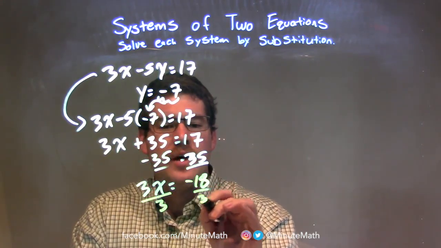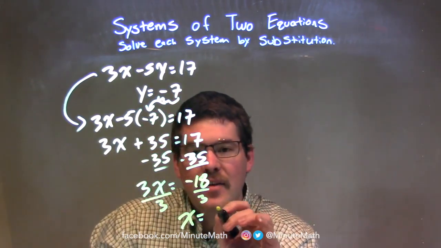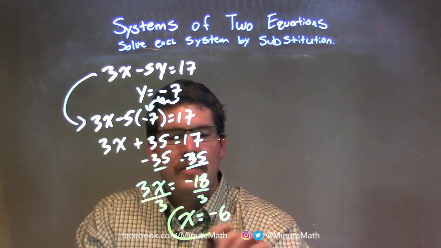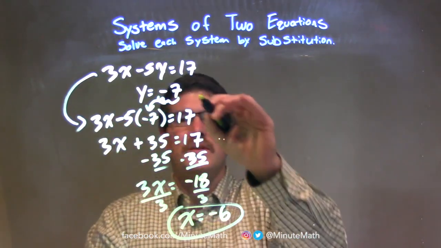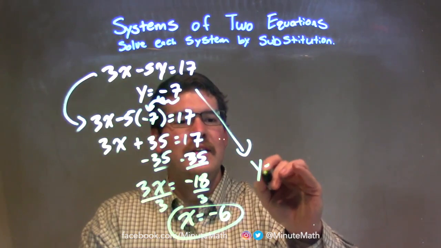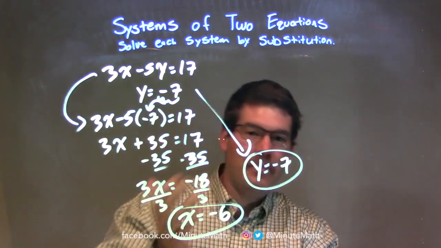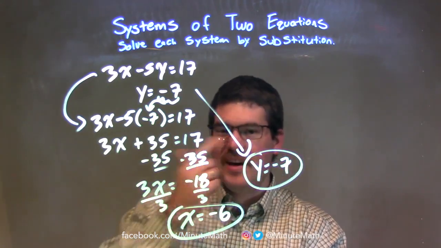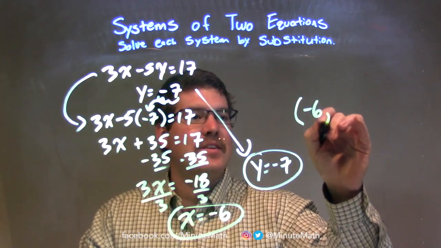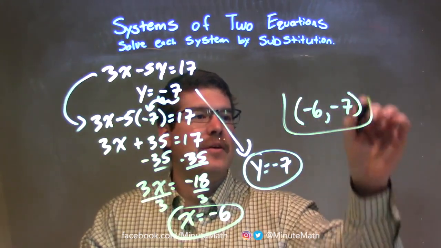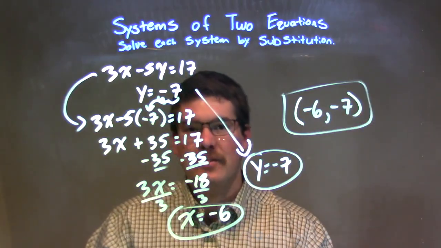Divided by 3 on both sides gives me x by itself. Negative 18 divided by 3 is negative 6. So we have an x value of negative 6. Now, what's nice is we were already told that y is equal to negative 7 from the beginning. So we can combine the knowledge of these two parts together to get our final answer, which is just a coordinate point of negative 6, negative 7. And there we go. Final answer is pretty simple here, negative 6, negative 7.